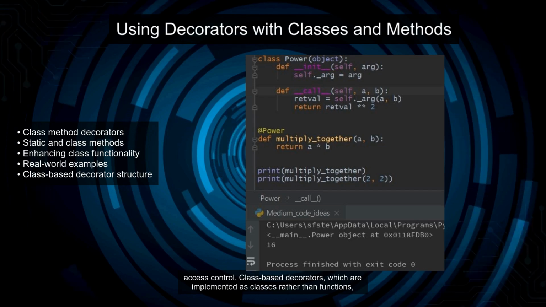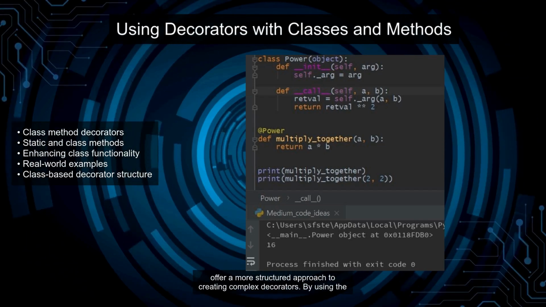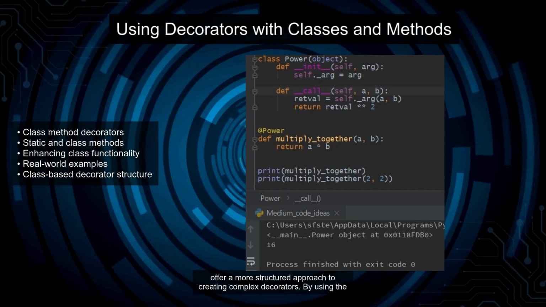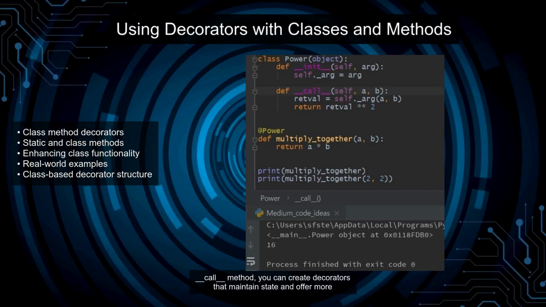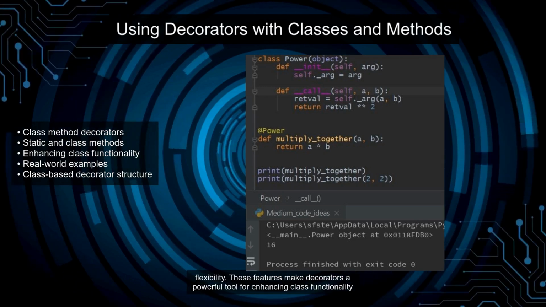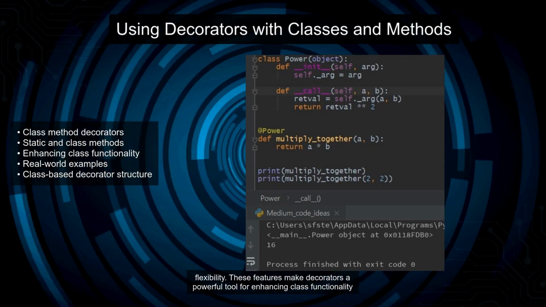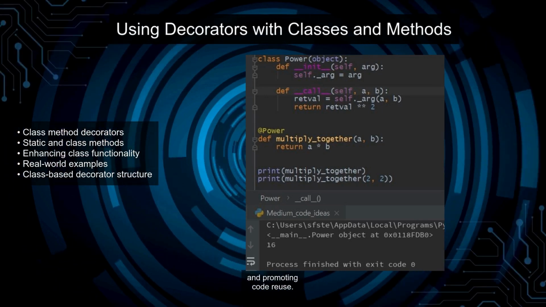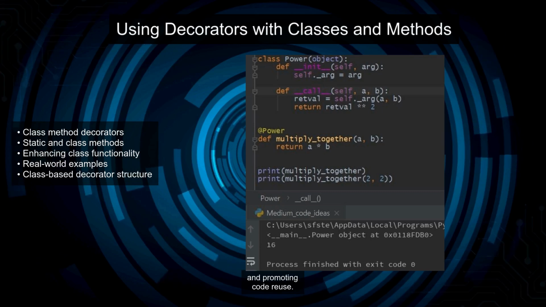Class-based decorators, which are implemented as classes rather than functions, offer a more structured approach to creating complex decorators. By using the __call__ method, you can create decorators that maintain state and offer more flexibility. These features make decorators a powerful tool for enhancing class functionality and promoting code reuse.